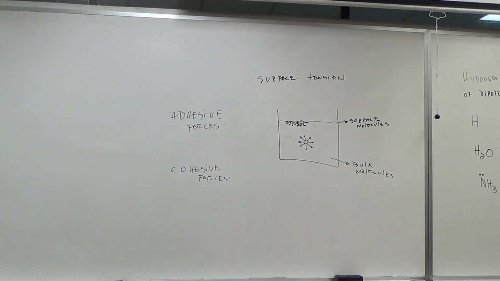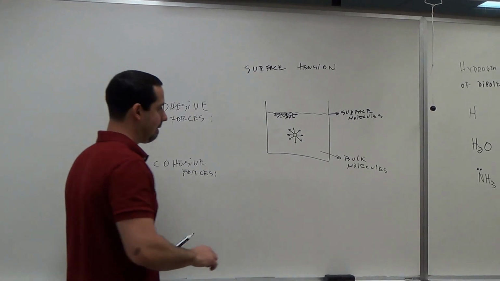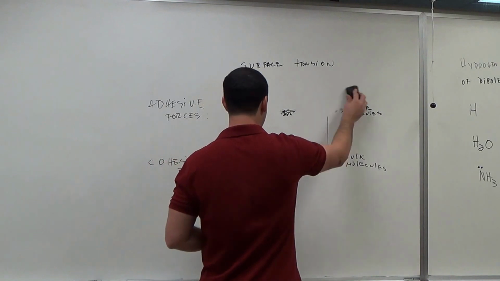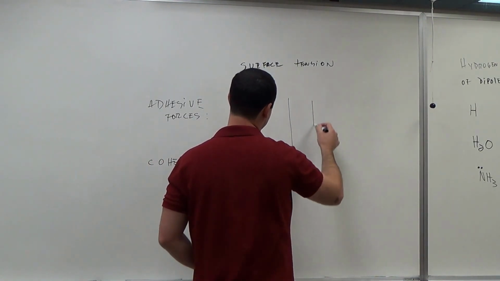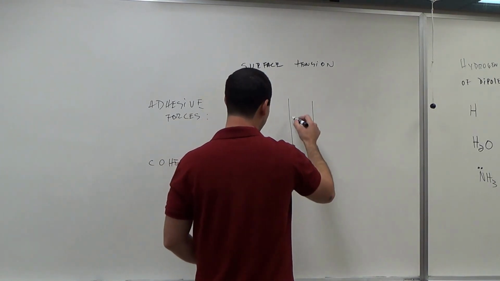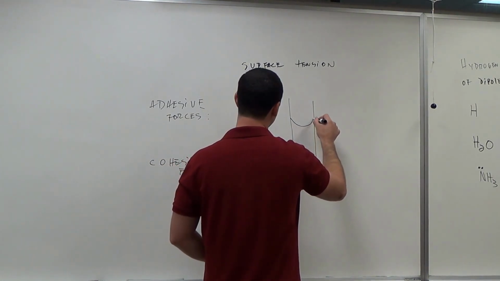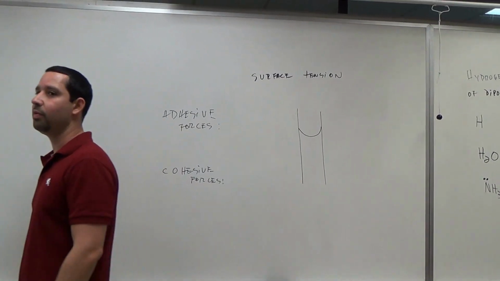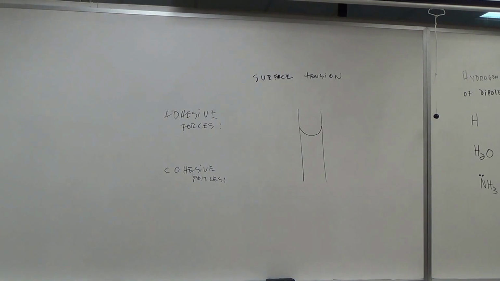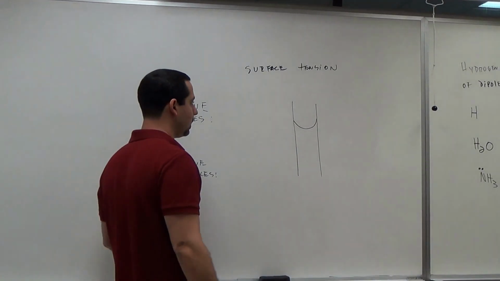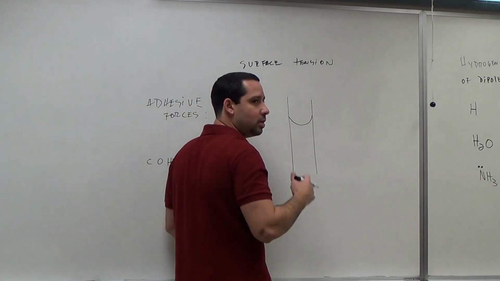Adhesive forces are those that attract molecules to another surface, and cohesive forces are those that attract molecules to each other. So let's say we have a narrow container, or let's say we have a capillary. This is going to give you a meniscus that is U-shaped. You've seen this before? That's called a meniscus.